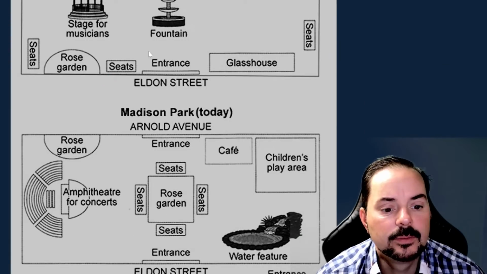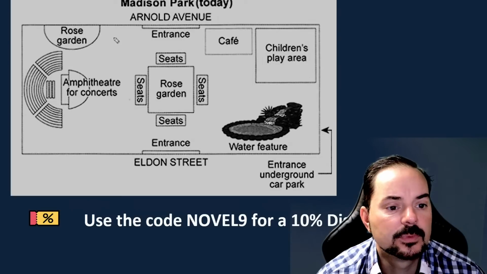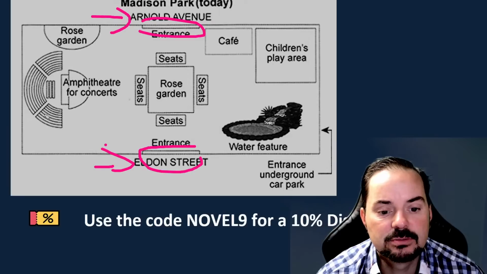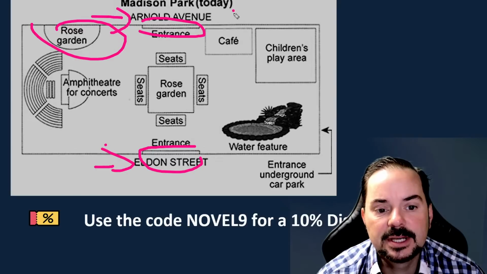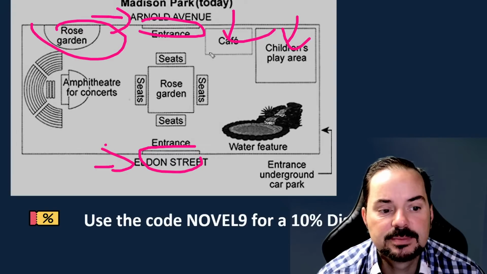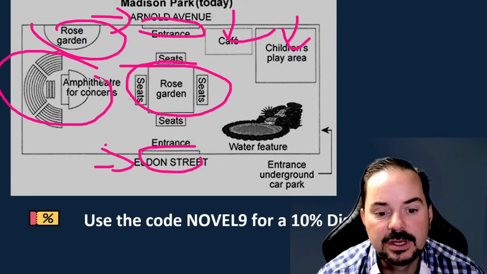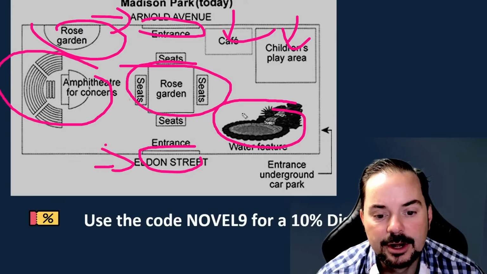Now when you look at the next image, of course you're going to realize that the streets are the same. You've got an entrance here, which is the same as before. You've got a rose garden there, that's the same, but now you have a cafe, you have a children's play area. The musician stage is now an amphitheater. There's a rose garden that's in the middle here. There's some kind of a water feature.